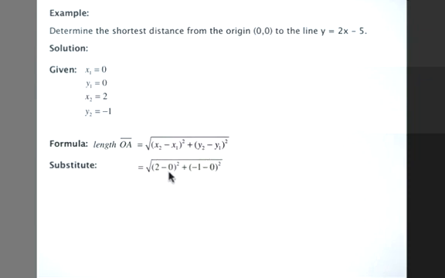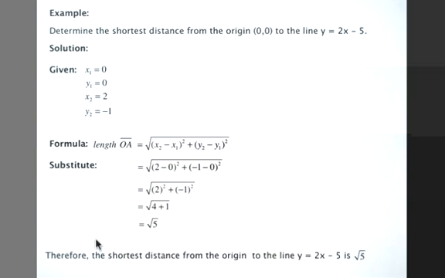So we have 2 subtract 0 squared plus negative 1 subtract 0 squared. So we get 2 squared plus negative 1 squared, or 4 plus 1. So our final answer is the root of 5. So therefore, the shortest distance from the origin to the line y equals 2x minus 5 is the root of 5.